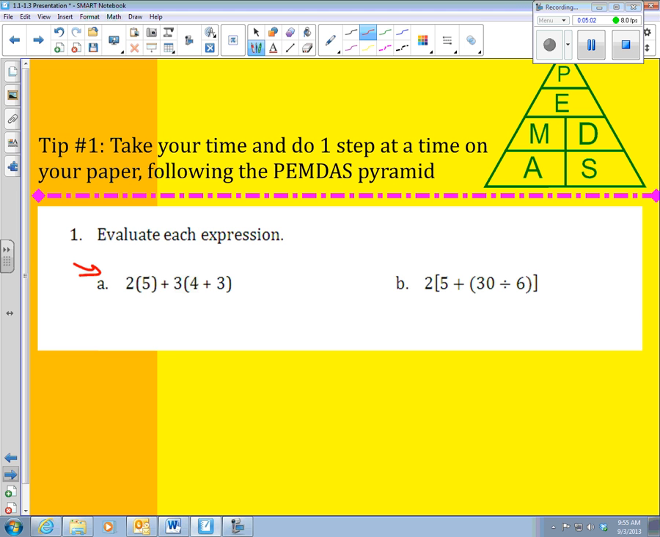First of all, for A here: 2(5) plus 3(4 plus 3). Grouping symbols first, PEMDAS, parentheses. I see a 5 here, but there's only one term there, so I really don't do anything with that. But I do have this, 4 plus 3. So I can say 2 times 5, when you have a number next to parentheses, it means multiplication.